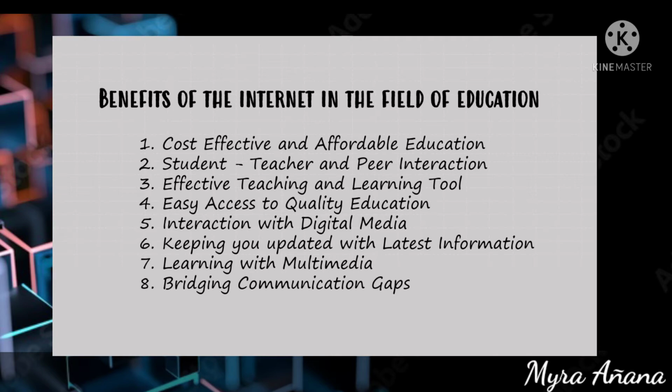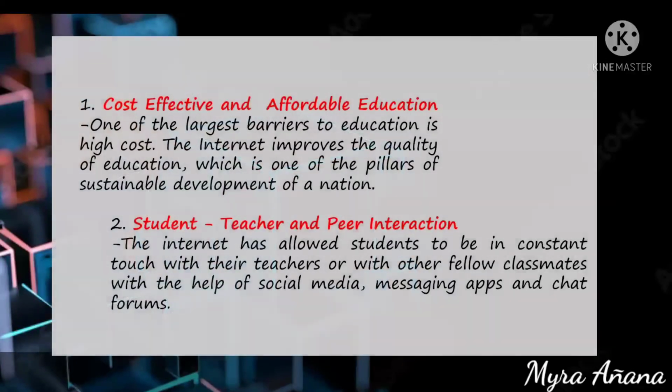Some of these are: first, cost-effective and affordable education. One of the largest barriers to education is high cost. The internet improves the quality of education, which is one of the pillars of sustainable development of a nation. Affordable education is the topmost wish of everyone, because education is very important in our lives, and some people like us are wishing to finish our education.